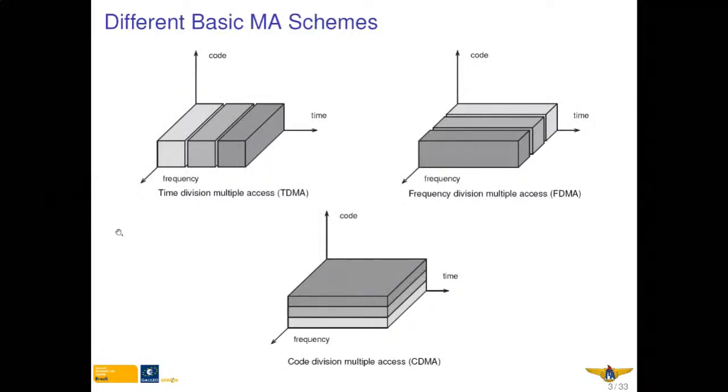For time division multiple access, the different users, or in our case, the satellites, transmit in different time slots, and they use the complete available bandwidth to transmit. In case of frequency division multiple access, the satellites use only a part of the bandwidth, a subband, and they transmit all the time all together. In case of code division multiple access, the different satellites are separated by using different codes, and they're transmitting all together all the time, and they're using all the complete available bandwidth.